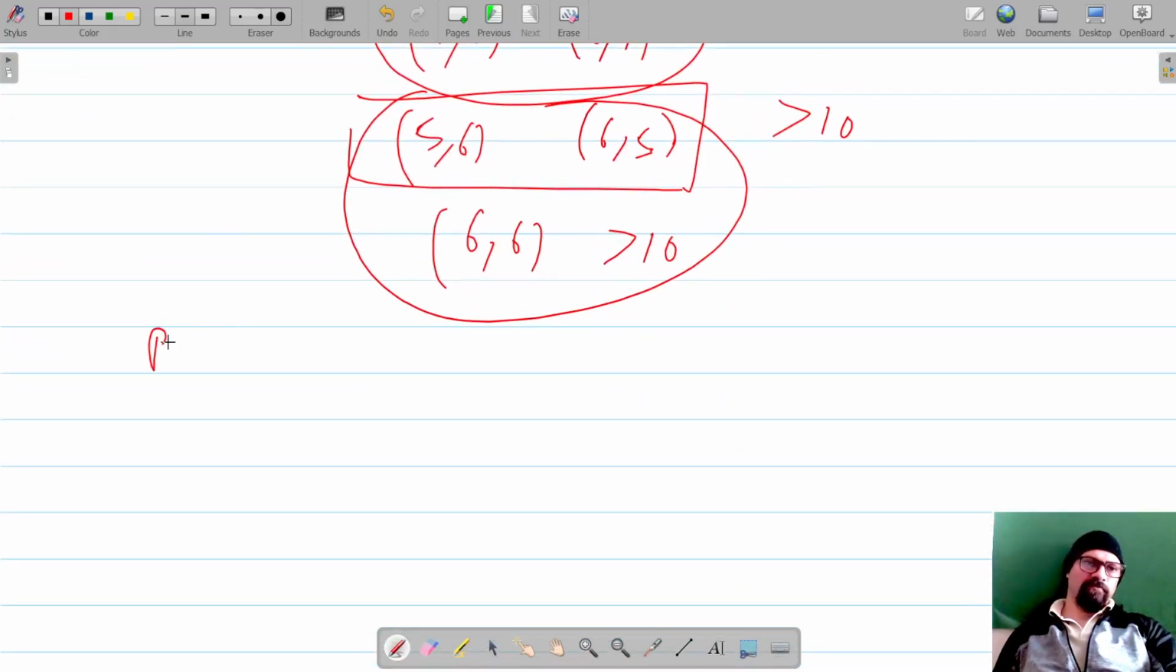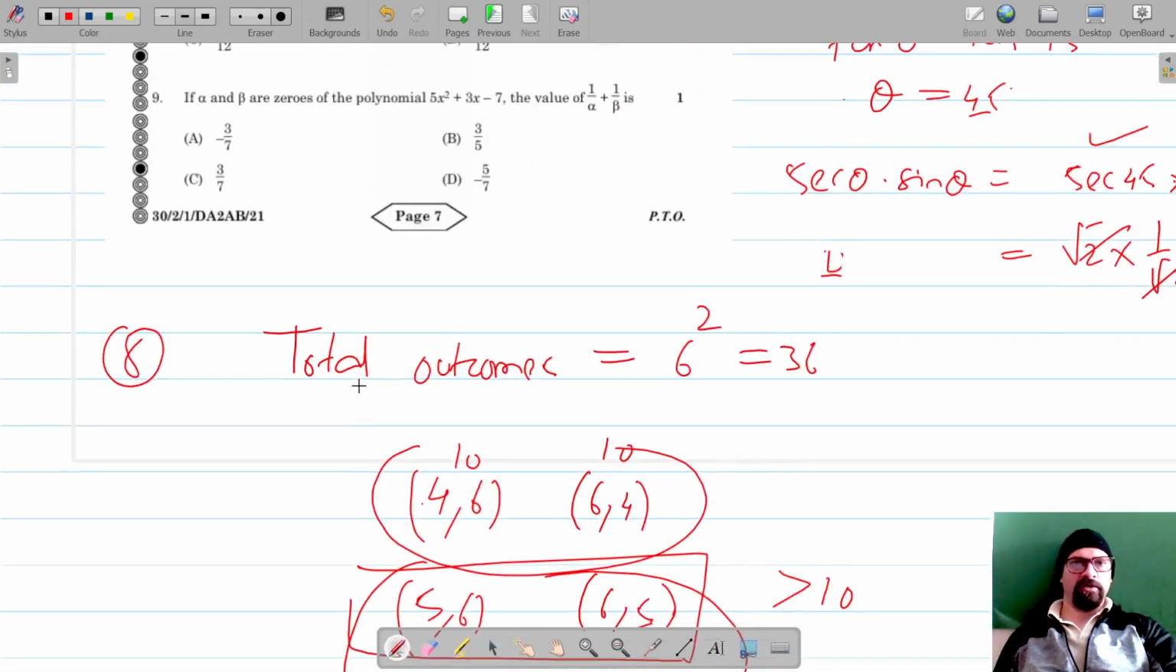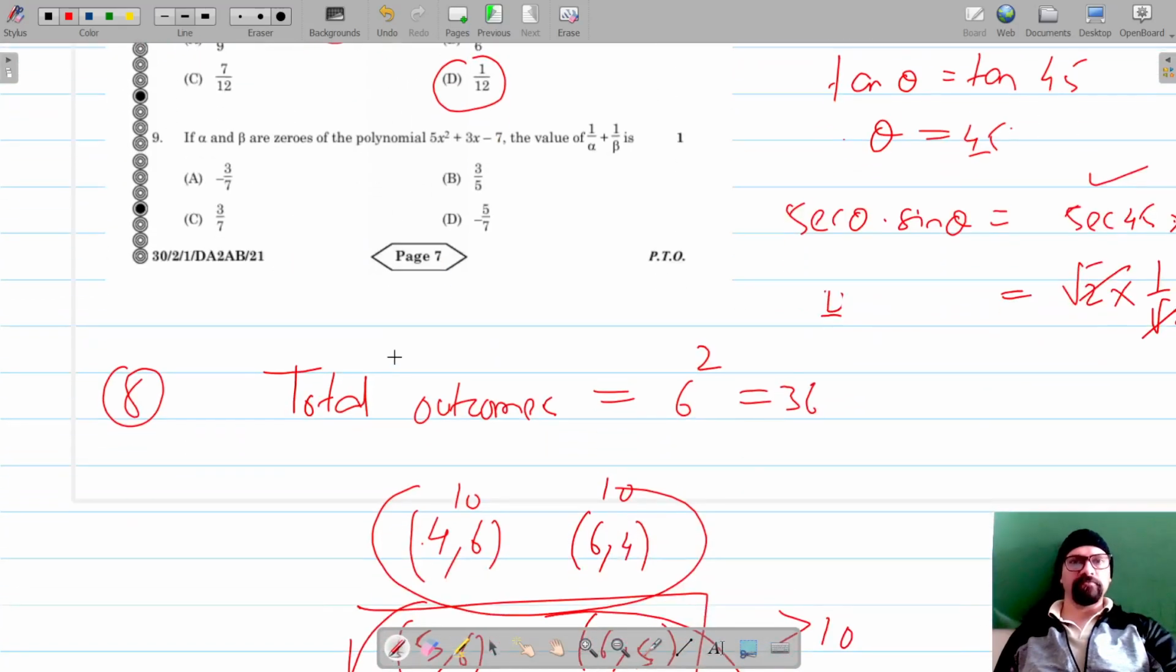So the probability of getting a sum greater than 10, the total favorable events we have is 3. So the probability of getting a sum on two dice greater than 10 is equal to 3 by 36, which is equal to 1 by 12. So 1 by 12 is the correct option.